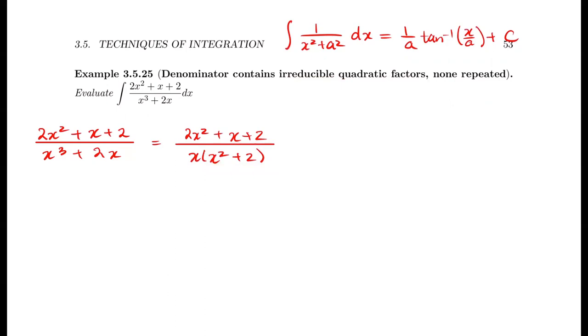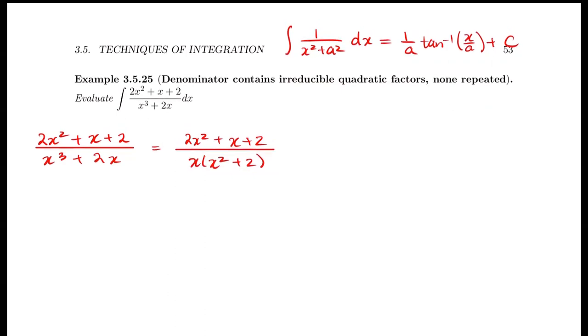So what do we do here? I'm going to label this actually. So this here is your irreducible quadratic factor.